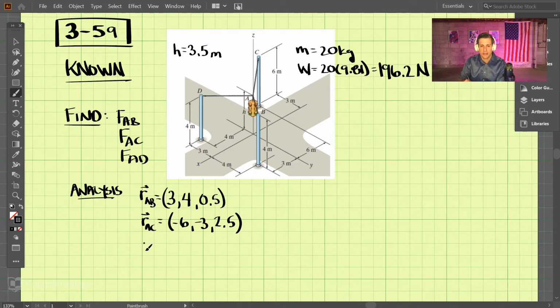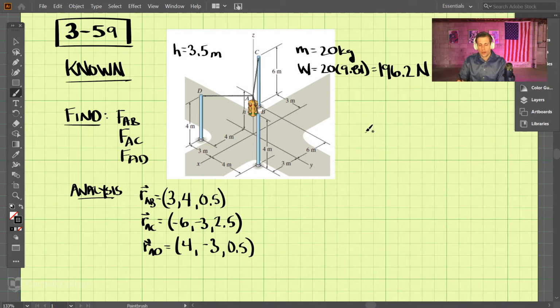All right. And then for A to D, the position vector from A to D, we have in the x direction from A to D, so it looks like 4 there. So we have 4. And then in the y direction, if the y is this way, that's negative from A to D, and that's 3 meters here. So that's -3. And then from 3.5 in height to 4, it's moving up 0.5. Okay.